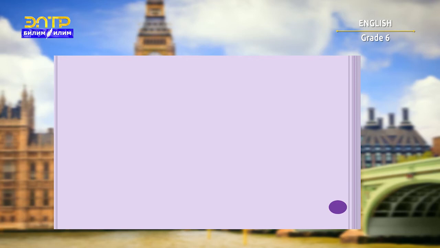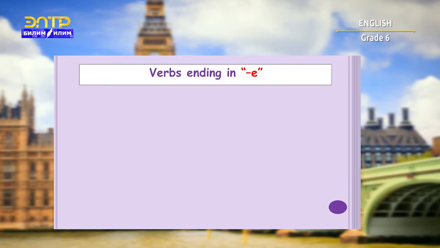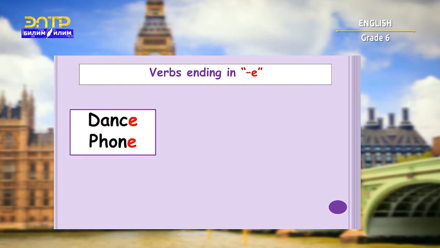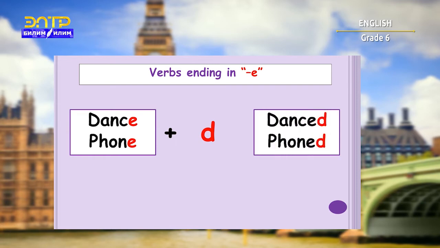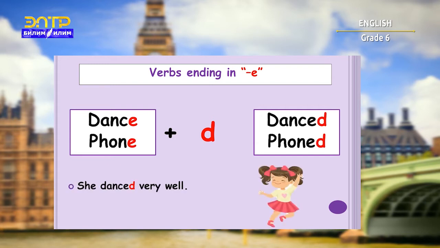But you need to know that sometimes we don't add just ed ending. It can change depending on your verb. For instance, if your verb has the letter E, we add only the letter D because we already have E. Let's look at examples. Dance, danced. Phone, phoned. She danced very well.